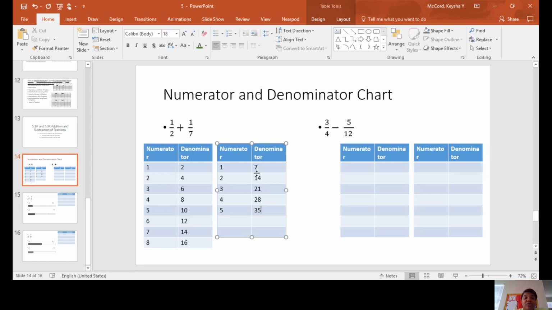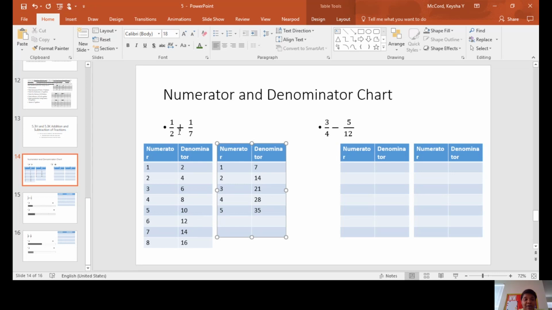Now remember, the whole point of our numerator denominator chart is to find a fraction that 1/2 and 1/7 have in common. So I'm going to look at my denominators. Remember, I want our denominators to be the same. So I have 2, 4, 6, 8, 10, 12, 14. Ooh, 14. Well, let's see if I have any of these numbers in my other chart. 7, ooh, 14. I have found a way to rewrite 1/2 and 1/7 where they both have the same denominator.